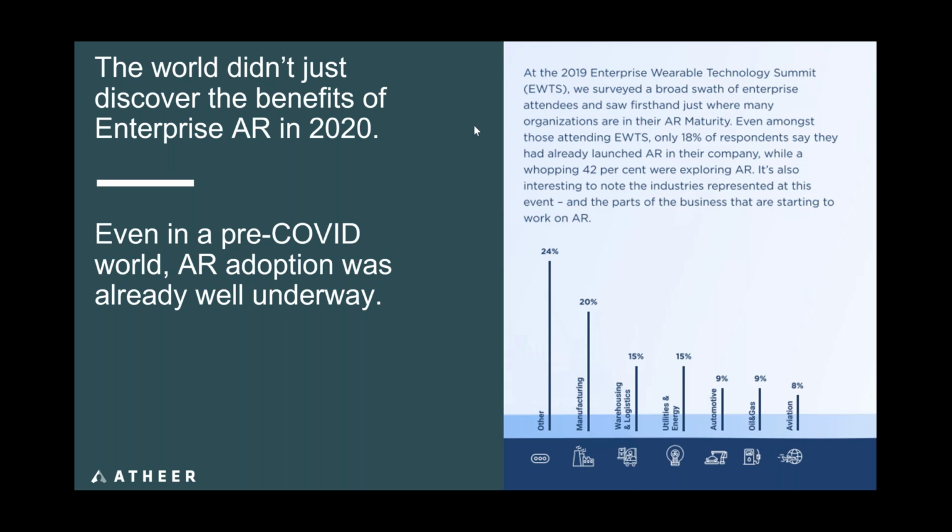And at that point, about 18% of the people that we surveyed at this wearables conference had said that they'd already launched AR. But 42% were exploring. So when we start talking about what's happened since, it's in the context of a number of things that were already underway. Nag, do you want to share a bit more about what you saw from our customers in the period before COVID?